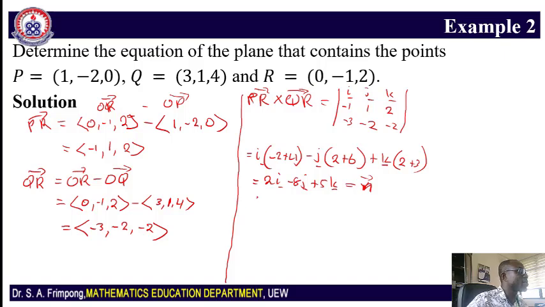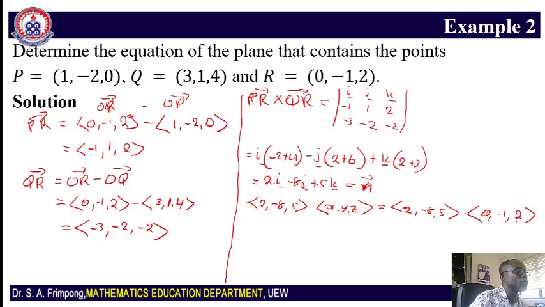And what do we say? We say that the normal vector (2, -8, 5) dot (x, y, z), that is any position vector on the plane, equals the normal vector again, (2, -8, 5), dot the point that we pick, the position vector of R, that is (0, -1, 2). So we know this is going to give us 2x minus 8y plus 5z equal to 0 plus 8 plus 10.